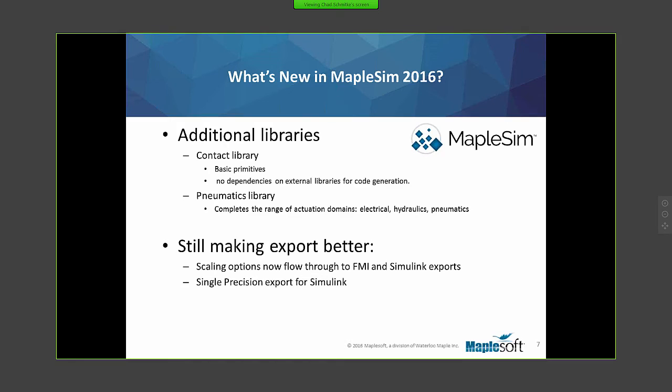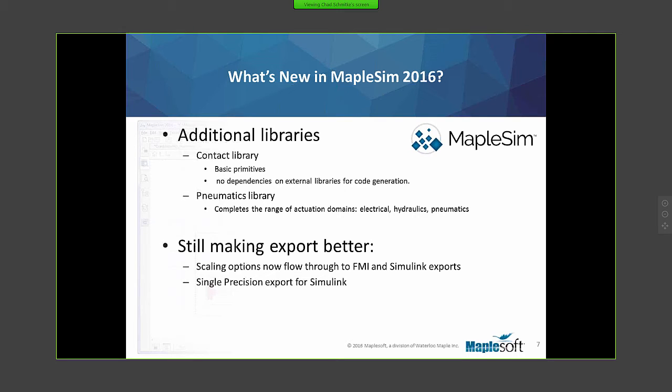And then it wouldn't be a MapleSim release if we didn't continue to improve the exported code. The scaling option, an algorithm for making your simulations more robust, particularly when you've got different states in your model with largely different scales, now flows through to both FMI and our Simulink exports. And for the Simulink export in particular, we've had customers who are trying to export to Simulink and then put the Simulink code on targets that only support single precision. And you now have that option when you export from MapleSim in 2016. So that's enough words, I suppose.